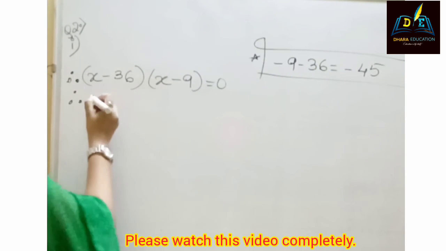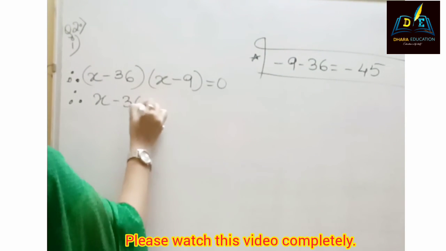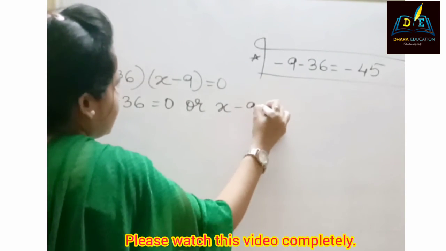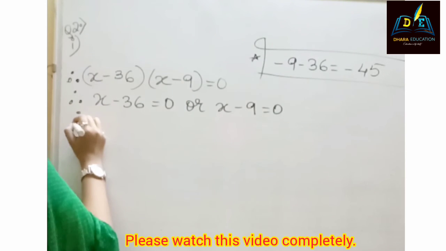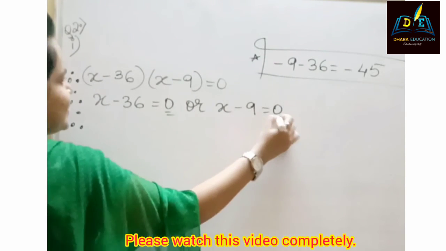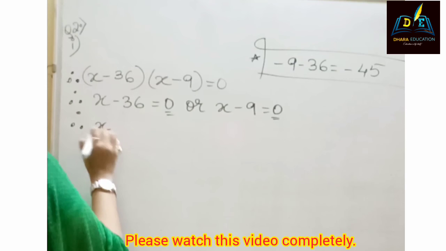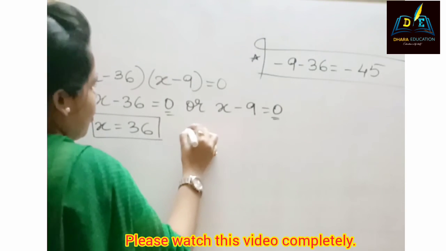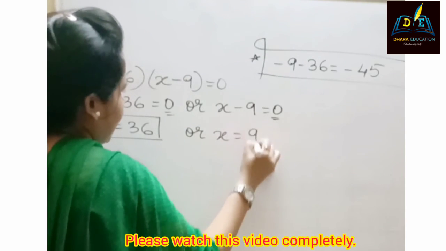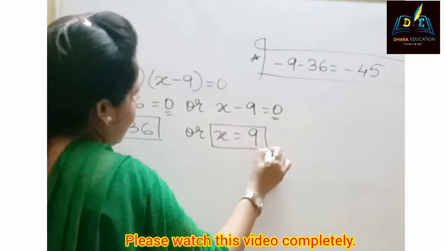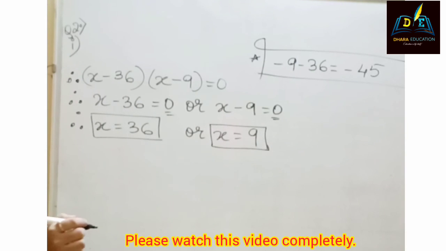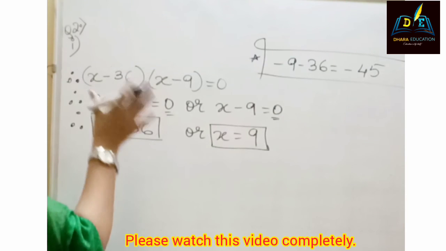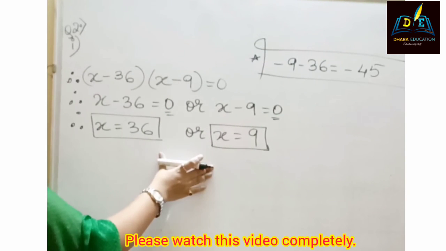So now students, x minus 36 is equal to 0, or x minus 9 is equal to 0. Therefore, by eliminating 0 we will get x is equal to 36 or x is equal to 9. Now as the given equation is asking what will be the value of x, okay, the final answer is in front of you.